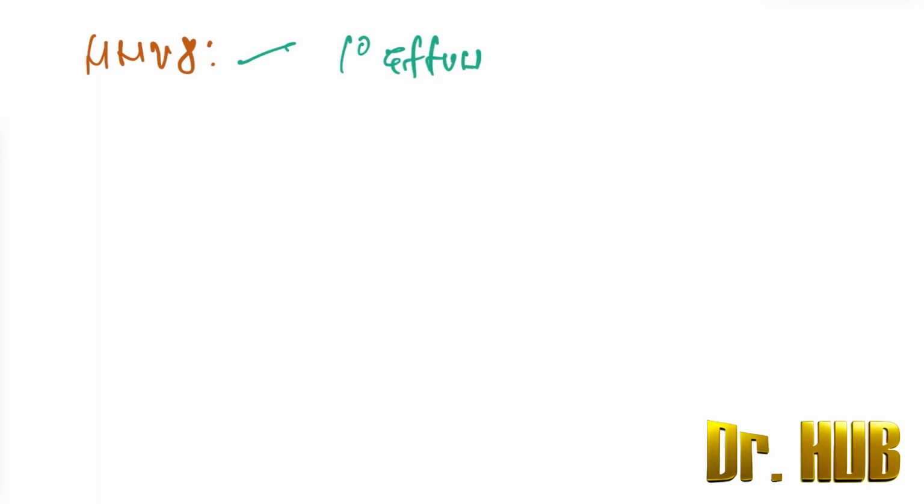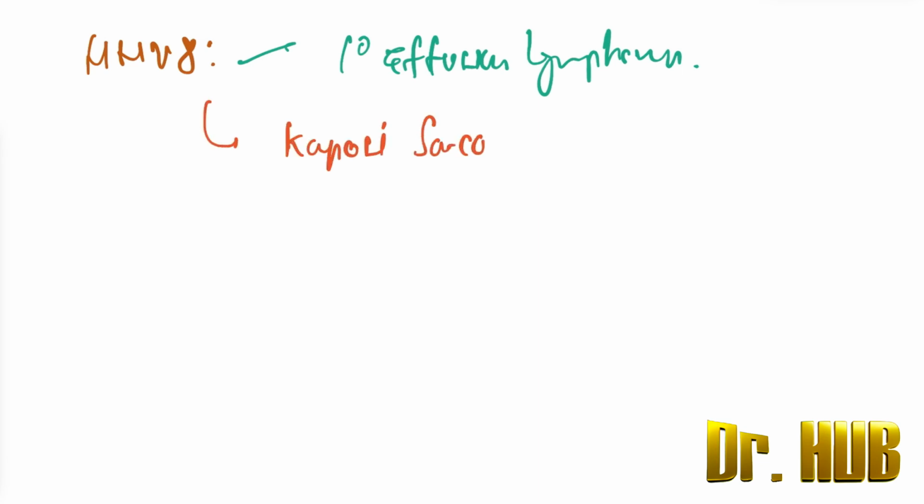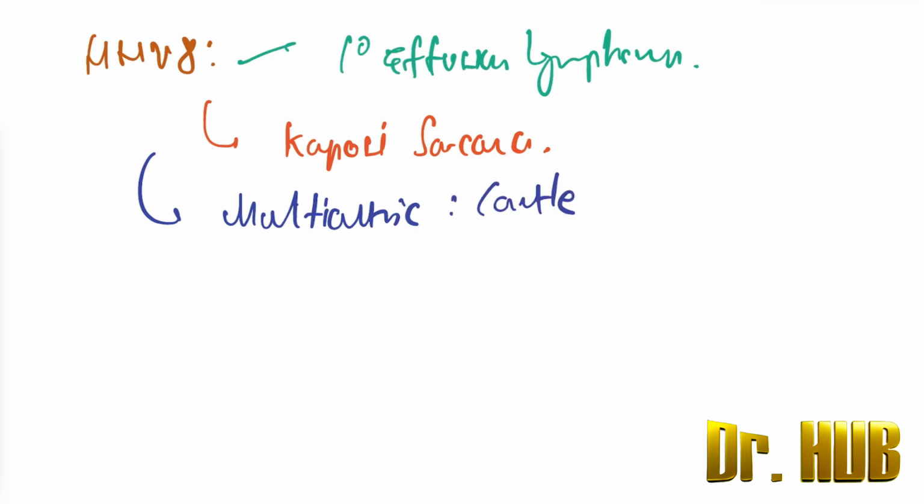So now we'll look at HHV8. What are the lymphoid neoplasms? It includes primary effusion lymphoma. Next in line, we have Kaposi sarcoma. Then there is also multicentric Castleman disease.